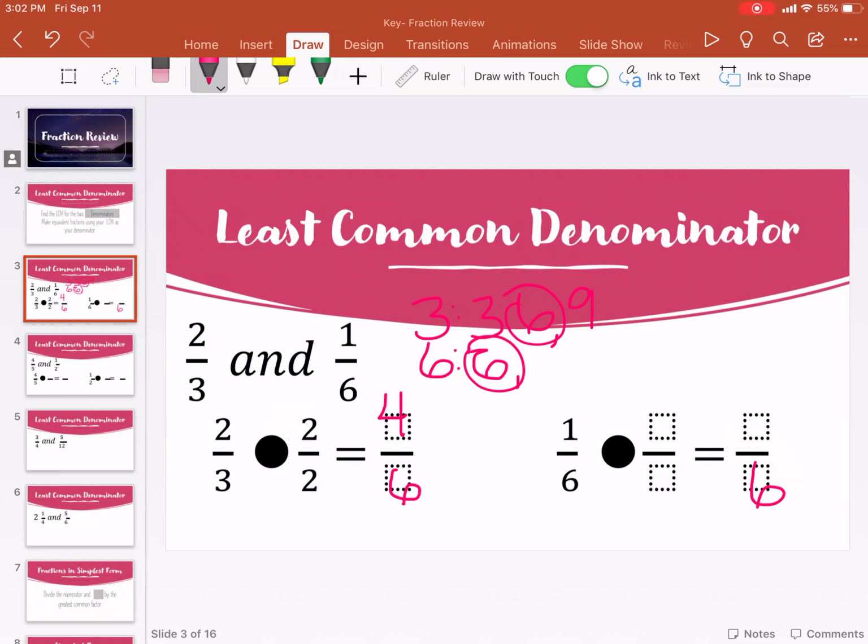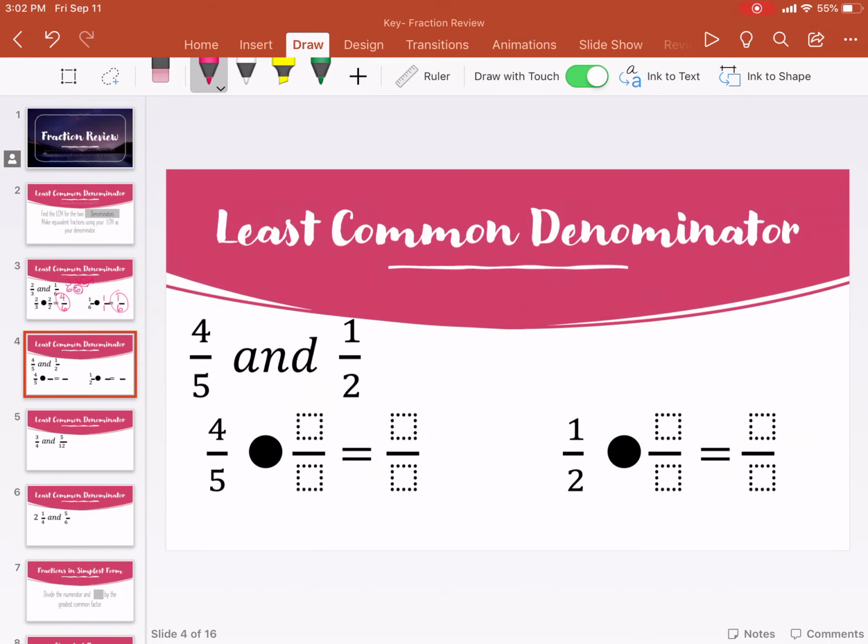So now over here, 6 times what gets me 6? 1. Same number gets multiplied. Whatever you multiply on the bottom, you got to multiply on the top. So 1 times 1 is 1. So to get common denominators, we had 4/6 and 1/6. Okay, let's try another one.